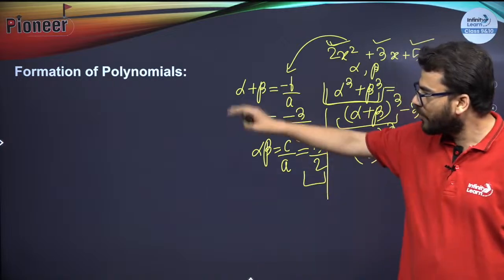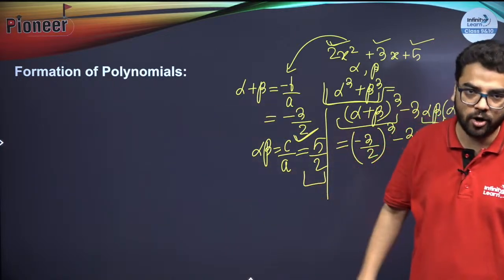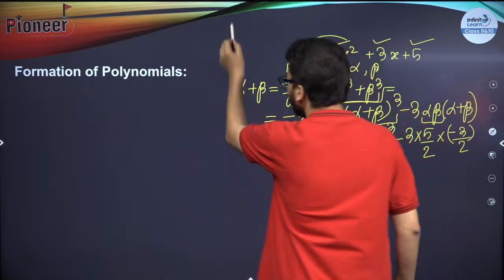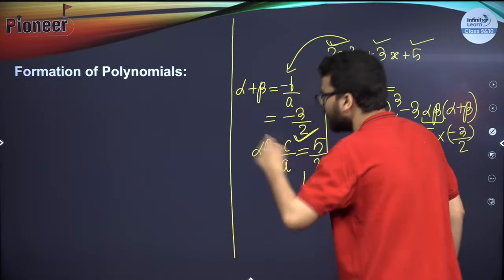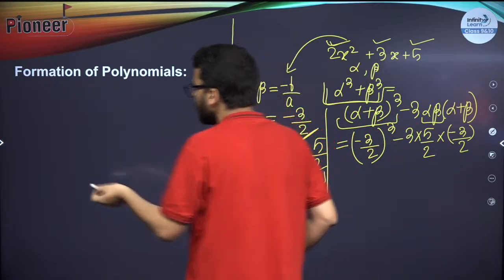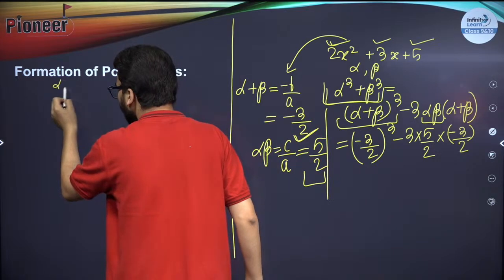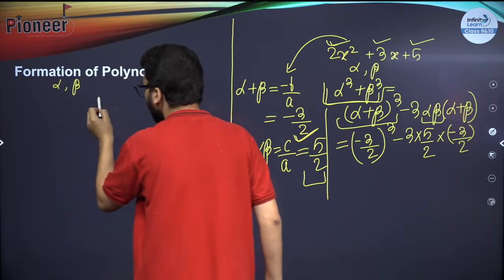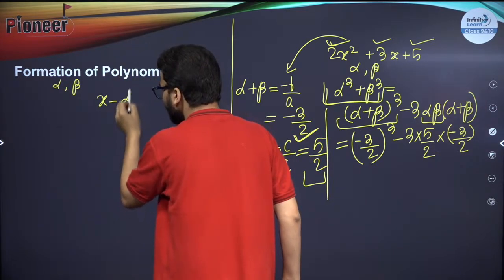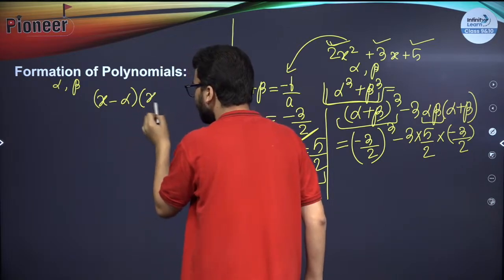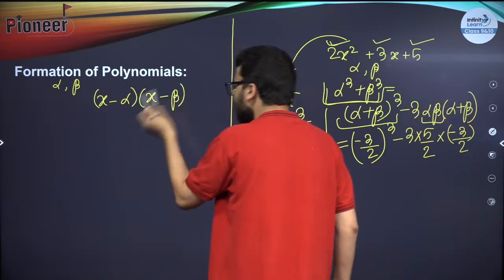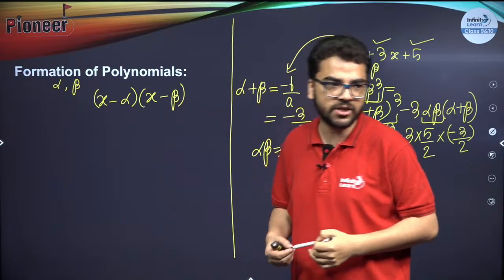Okay, now we are going to learn formation of polynomials. Formation of polynomials basically. So you see over here, suppose you have a polynomial whose zeros are alpha and beta. So the polynomial can be written like this, guys: x minus alpha, x minus beta. We have studied this in the previous session, and for the last 2 sessions we have been doing that.